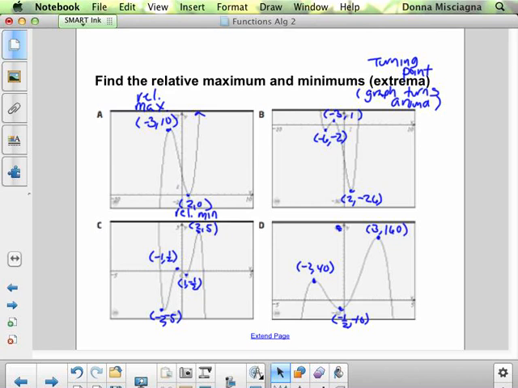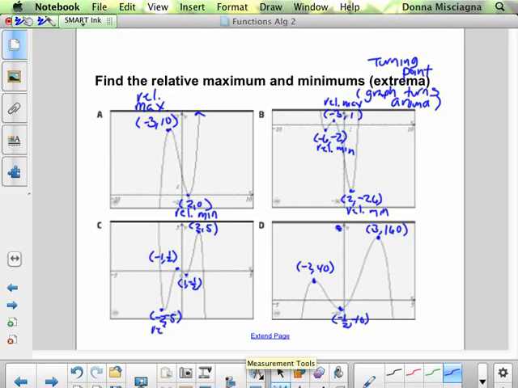Oh, and let's label them as relative max and relative mins. So we did that on the first one, but not the rest of them. This one would be a relative min. This would be a relative max. Even if it's not very big, this would be a relative min. You just have to be the lowest point or the highest point in an area.